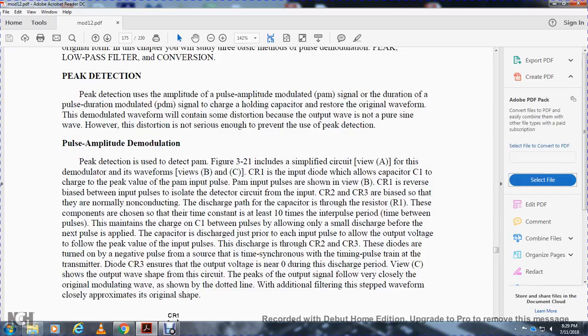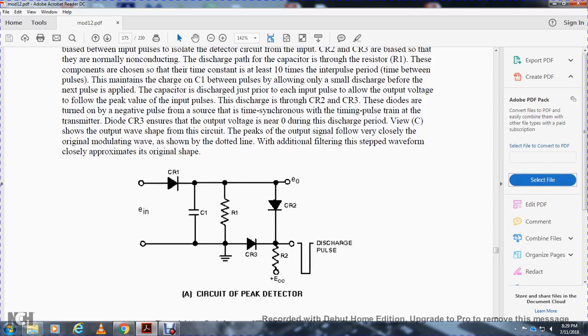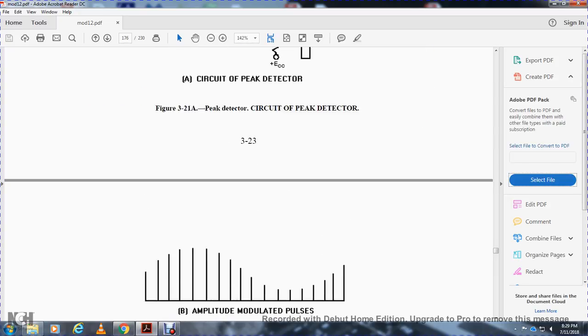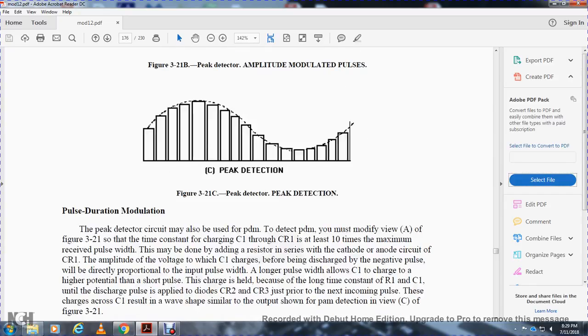The original modulating wave is shown with the dotted line; additional filtering approximates the original shape with the steps of the waveform. This shows the circuit of the peak detector: capacitor, diode 1, capacitor 1, resistor 1, capacitor, diode 3, capacitor 3, resistor 2, and discharge pulse. The amplitude modulated pulse, the peak detector. Peak duration modulation: the peak detector circuit may also be used for peak duration modulation.